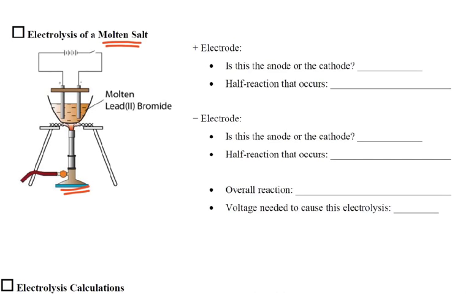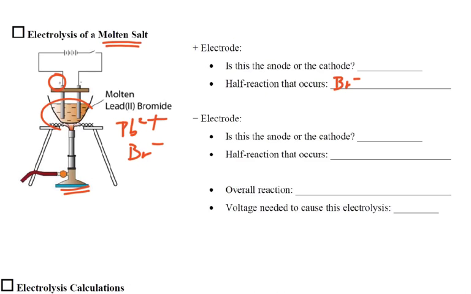So on the positive side, okay, what's going to happen on the positive side? Well, what do we have? We have lead, we have Pb2+, and we have Br-. Okay, those are our two ions in here, and it's not a solution, it's just those ions floating around. And so who's going to come to the positive side? The Br-.